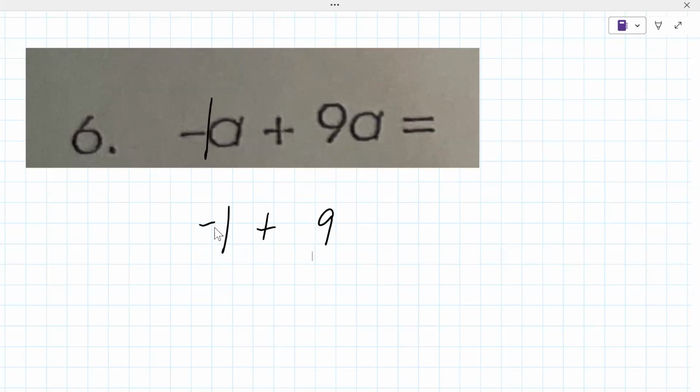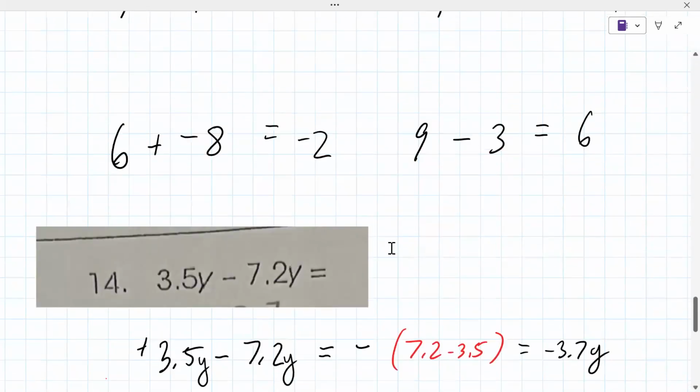The answer would, wait, wouldn't you subtract them? Or wait, no. After you figure out the sign, you have to first determine the sign. It'd be a positive. Okay, that's true. And then keep going. And then wouldn't you add them? Nope, we've not been doing that at all.